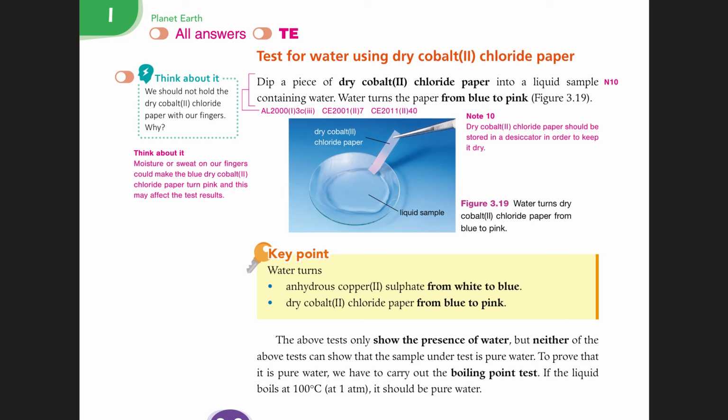Both of the tests show the presence of water by changing the color. For anhydrous cobalt 2 sulfate, it changed from white to blue. For dry cobalt 2 chloride paper, it changed from blue to pink.